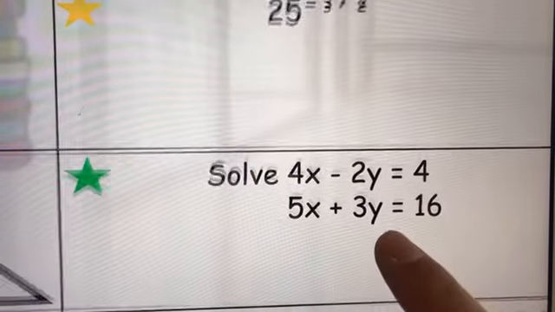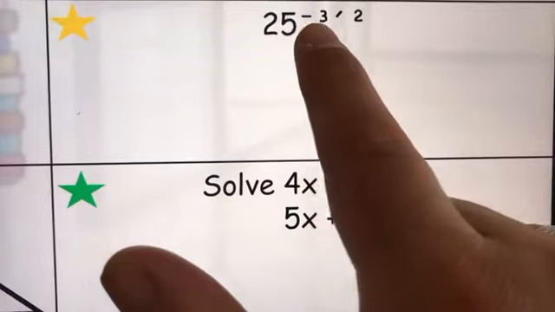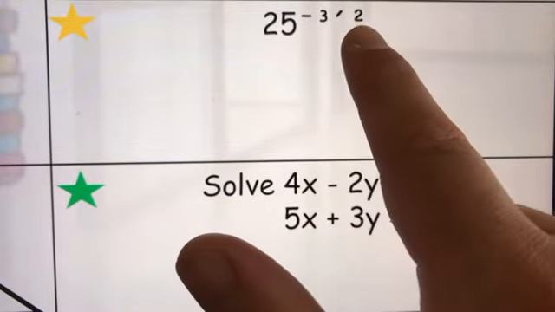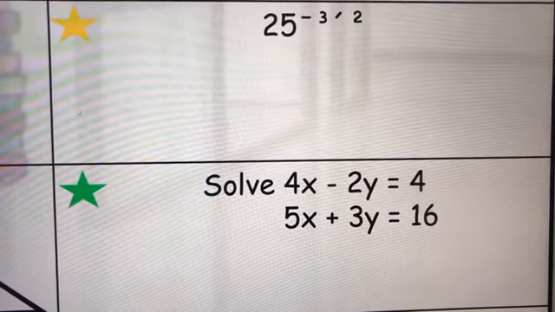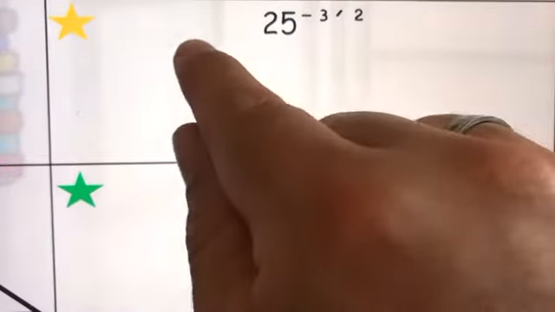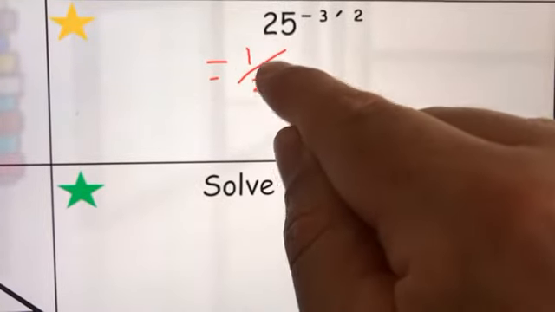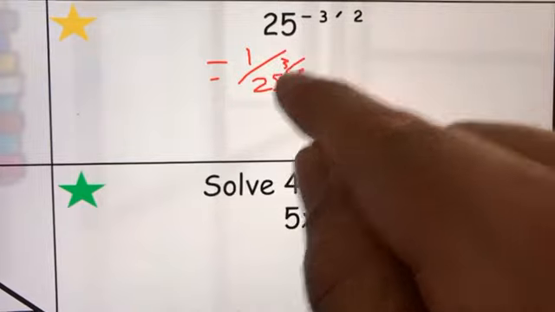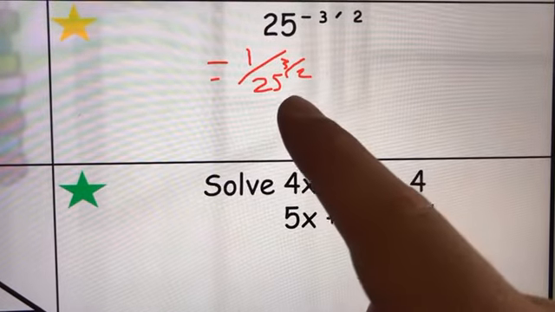This one, indices laws, but when they combine 3 laws. So they've got the -1, they've got the power of 3, and they've got the fraction of a 2. They mean 3 different things. I suggest doing them one at a time. I'm going to do the -1 first. All the -1 means is do reciprocal. So you're going to do 1 over 25 to the power of 3 over 2. You just have to do 1 over whatever the positive version is.